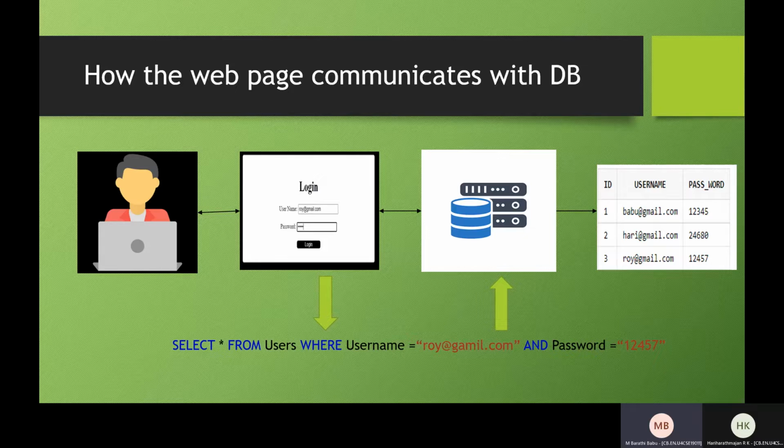Let us see how a web page communicates with the database. When a registered user enters credentials like the username and the password, the web application communicates with the database through an SQL statement, which the database understands. When the login page sends the query to the database, the database understands the SQL statement and returns whether it is true or false from the data stored in the database.